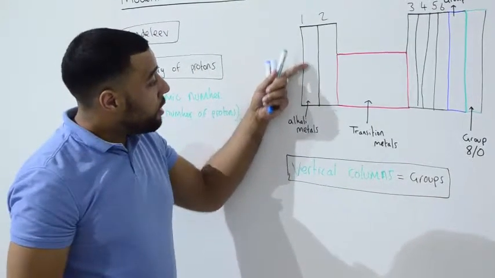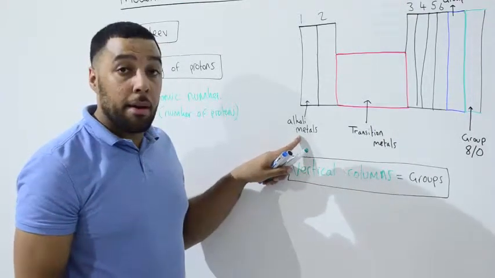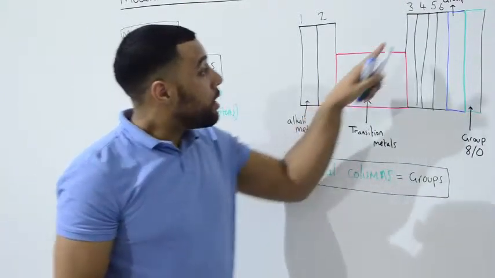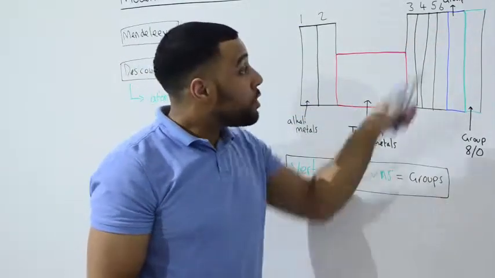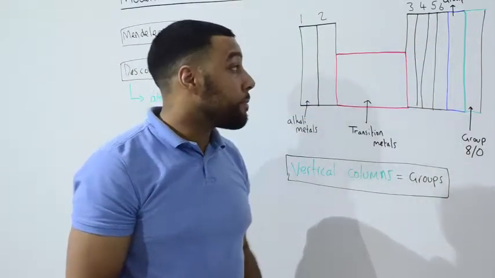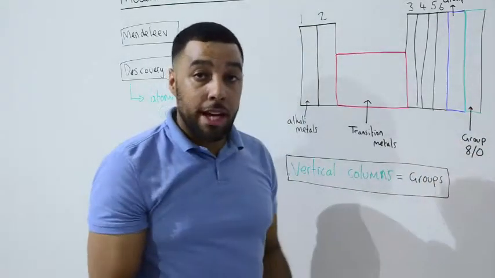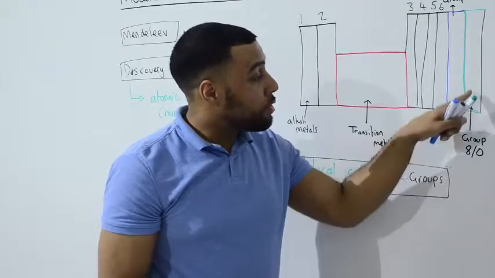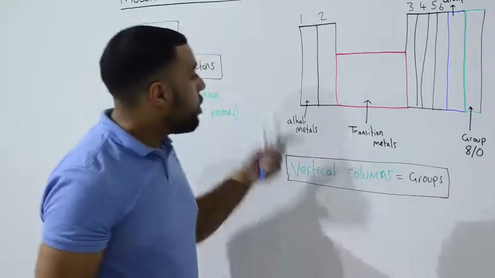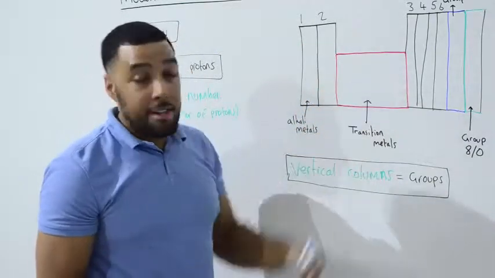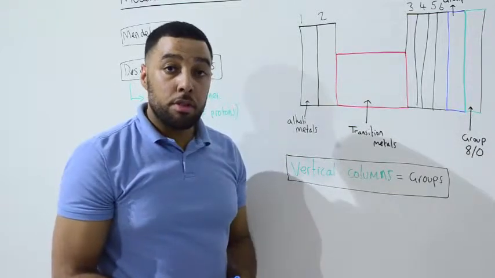The group 1 elements are called the alkali metals. We also have a group 7, sometimes called the halogens. And we have a group 8, which are called the noble gases, as all the elements in group 8 are unreactive. But what determines the reactivity of these elements in the different groups?